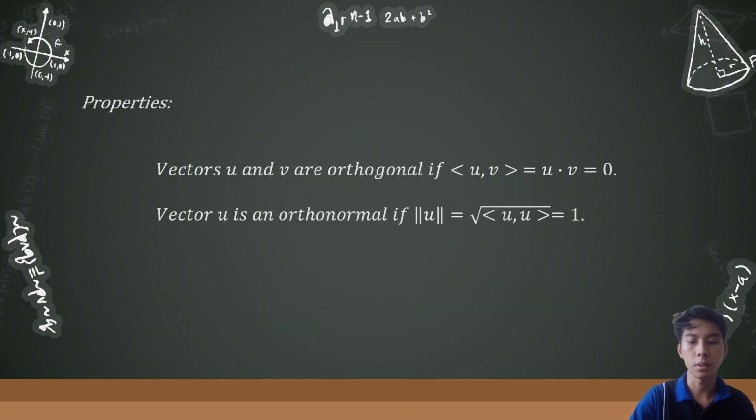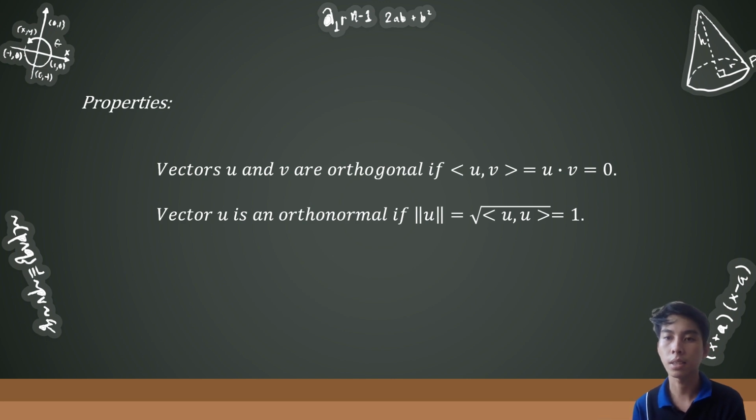So we have here two properties. Vectors u and v are orthogonal if their inner product, which is equal to the dot product of u and v, is equal to 0, just like what I have said earlier. If the inner product or the dot product of u and v is not equal to 0, therefore it is not orthogonal, and we cannot proceed to the orthonormal test.